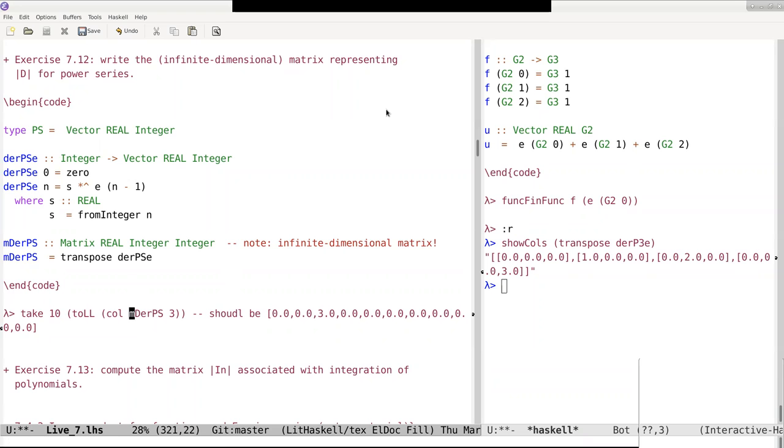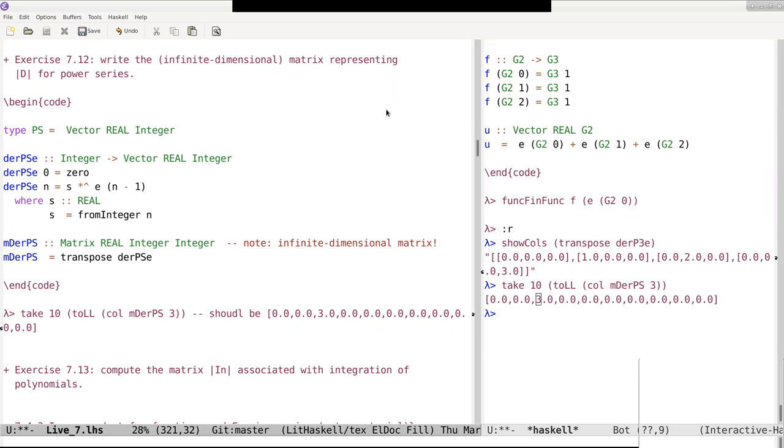And for instance, of course, this is an infinite matrix, so we cannot represent it, we cannot print it out, but we can take, for instance, the first 10 columns of this matrix. And we can take the first 10 elements of the third column. The third column is supposed to represent the derivative of x to the power 3. That should be 3 times x to the power 2. So this is x to the power 0, x to the power 1. Yes, x to the power 2. So 3 times x to the power 2. So that's what is expected.